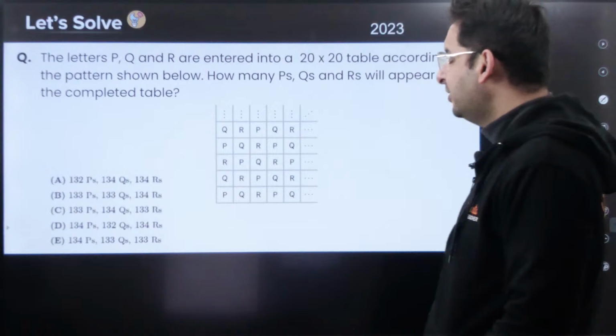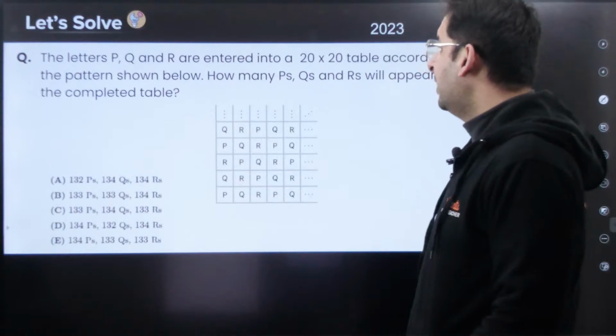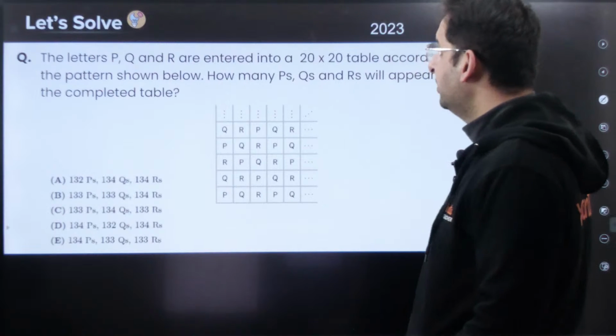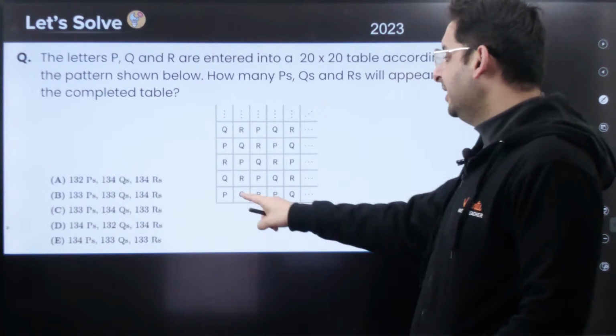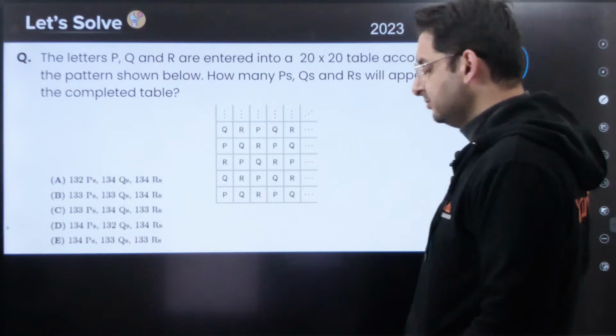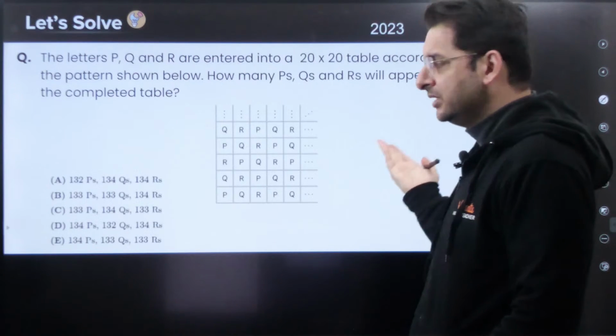मैं question read out कर देता हूँ. The letters P, Q, R are entered into this 20 by 20 table. So this is a 20 by 20 grid according to the pattern shown below. So pattern क्या है? Let's start from the last row. P, Q, R, P, Q, R, and of course चलता रहेगा. Wherever it stops, 20 पे रुक जाएगा.